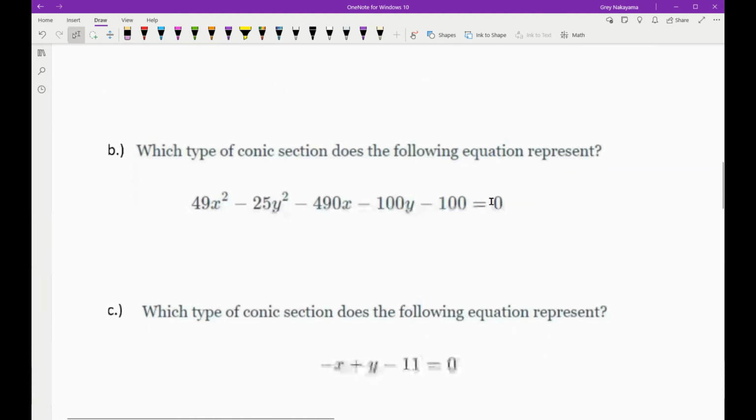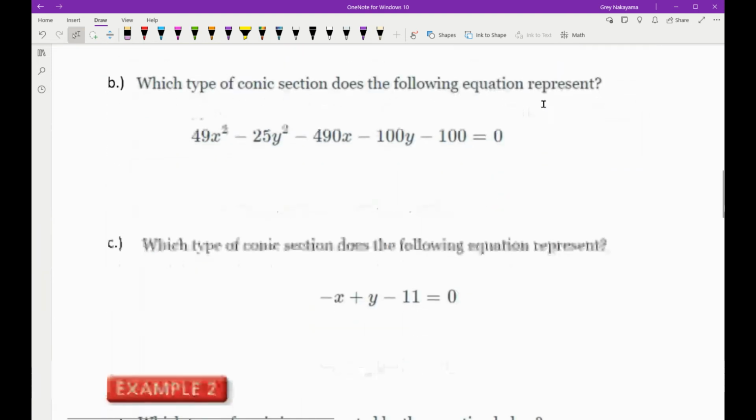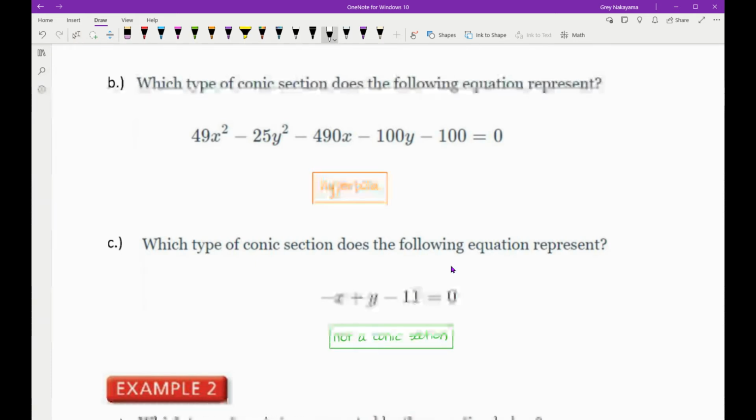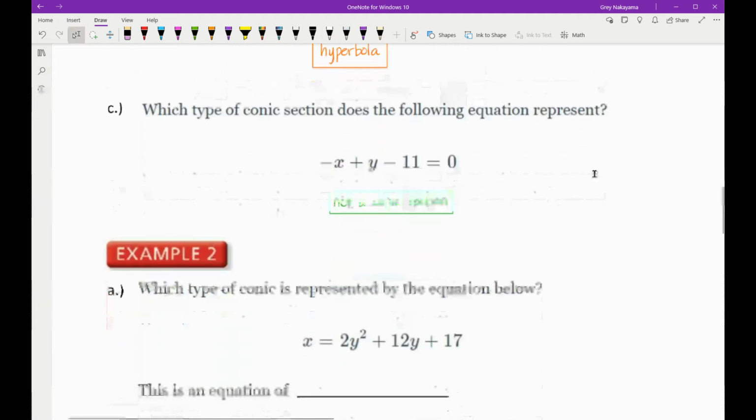All right, look at another one. There are two of these. What type of conic does this represent? Okay, I got two variables that are squared and I have a minus sign. So I'm sure you're beating me to the punch. It's a hyperbola. What type of conic section does the following equation represent? I don't have any variables that are squared. So if there are no squared variables, y'all, then this is not a conic section. So that's one of the options, and I want to make sure you were aware of that.